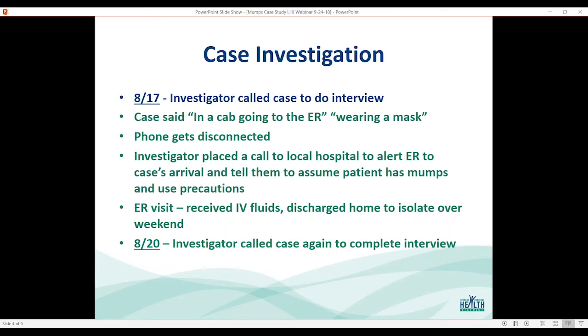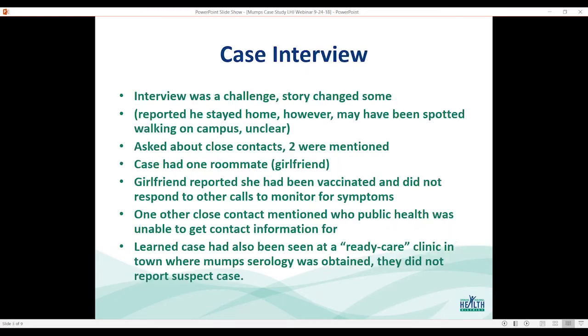The local investigator did a really great job to quickly place a phone call to the local hospital and alert the emergency room to the case's arrival and tell them to assume that the patient has mumps and to use precautions. The ER visit did occur, and this patient was fairly ill and did receive some IV fluids, and again was discharged home to continue isolating over that weekend as test results were still not back, but certainly was looking like it was going to be a positive mumps. And on August 20th, the local investigator on a Monday again called the case, and that day they were able to actually complete the full interview.